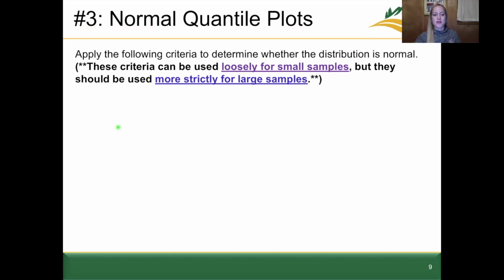So within number 3, these normal quantile plots, we're going to apply the following criteria to determine whether the distribution is normal. Now, this is an important note. These criteria can be used loosely for small samples, but they should be used more strictly for larger samples. This is because the larger of a sample we have, the more likely it is to represent the true population. So if we have a ton of numbers in our sample and those still don't resemble a normal distribution, then we're probably not dealing with a normal distribution. If we only have a small number of samples, then again, this is why these criteria can be used a little bit more loosely.